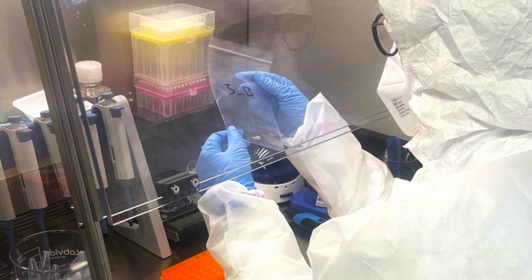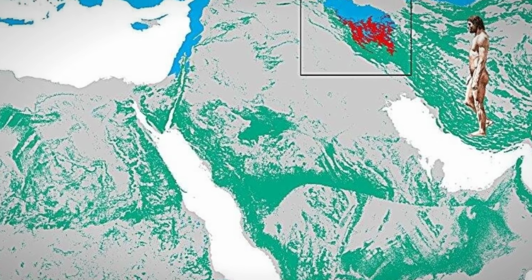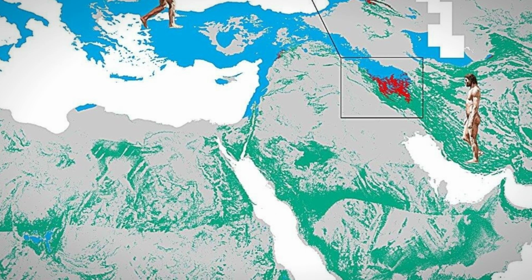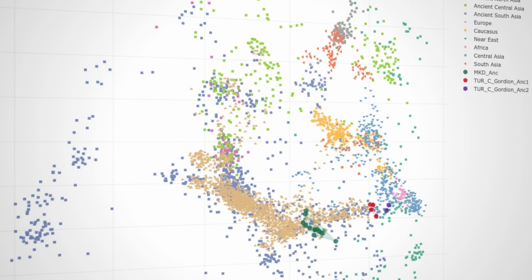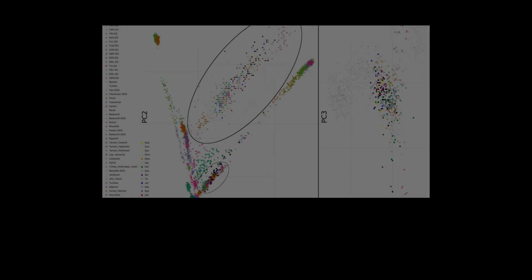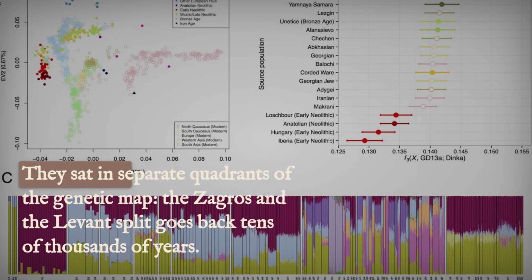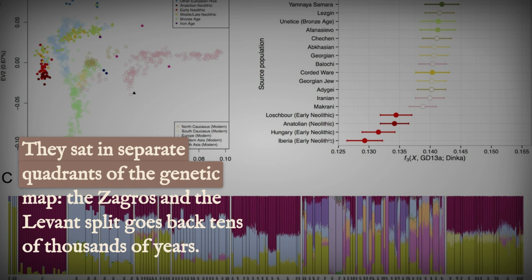The same year, Iosif Lazaridis and colleagues at Harvard published a landmark study in Nature, analyzing 44 ancient genomes from across the Near East, spanning roughly 12,000 to 1,400 years before the Common Era. The data revealed something that reshapes how you have to think about this entire region. When Lazaridis plotted the ancient genomes on a principal component analysis, the Neolithic populations from the Zagros and the Neolithic populations from the Levant did not cluster together. They sat in separate quadrants of the genetic map.